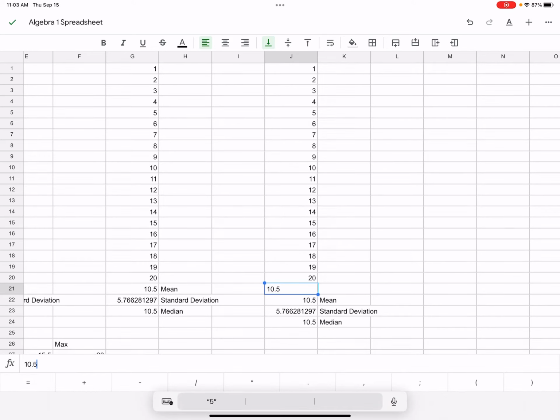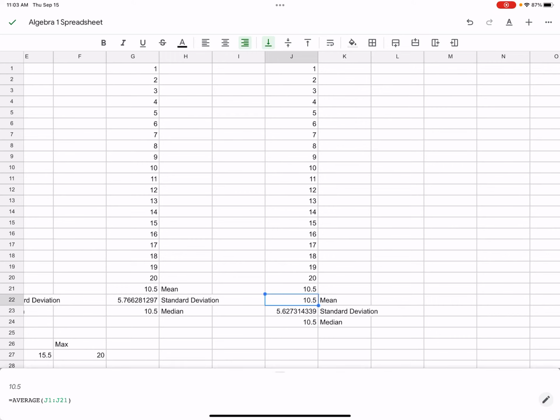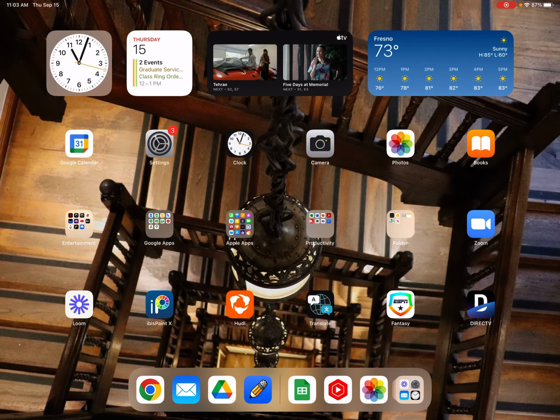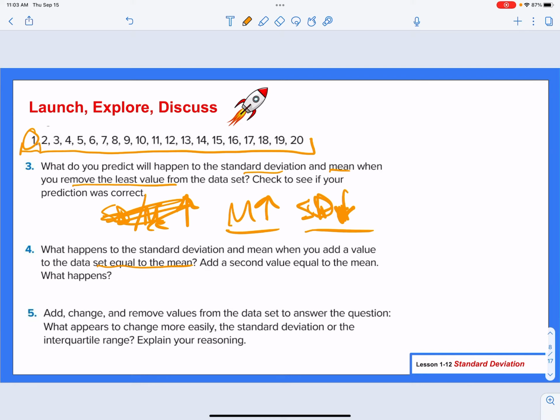What happens to the mean and standard deviation? The mean stays the same because we added the same value. The standard deviation actually got a little smaller, meaning that more values are closer to the middle. That makes sense. Okay, so in our case here, the mean stays the same and the standard deviation gets a little bit smaller.